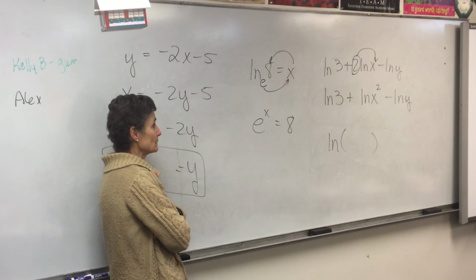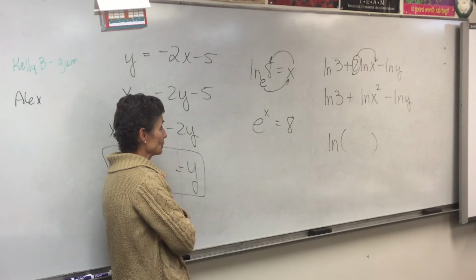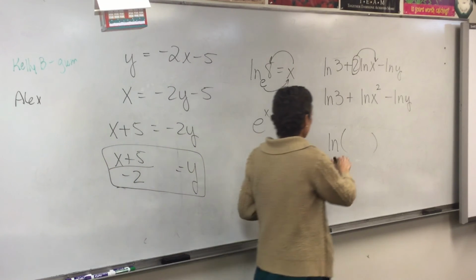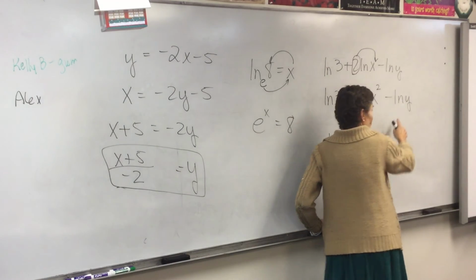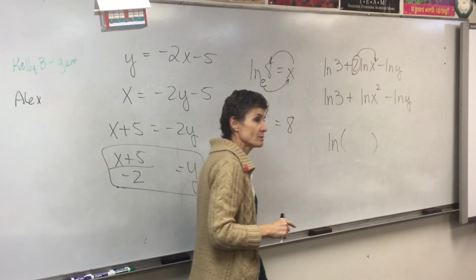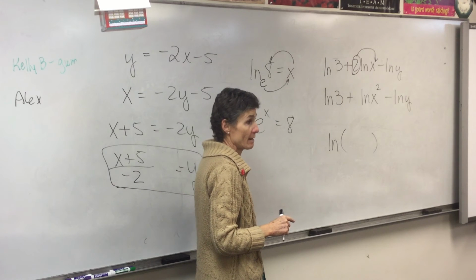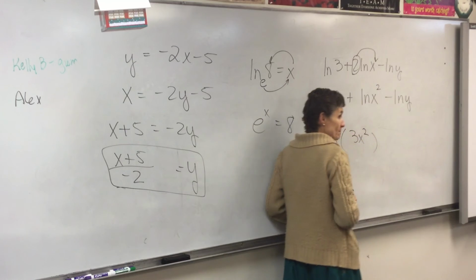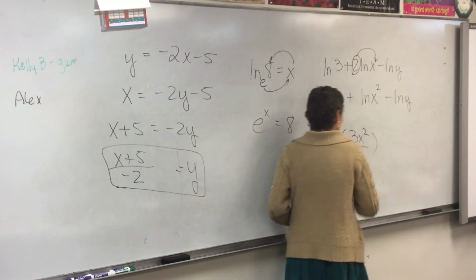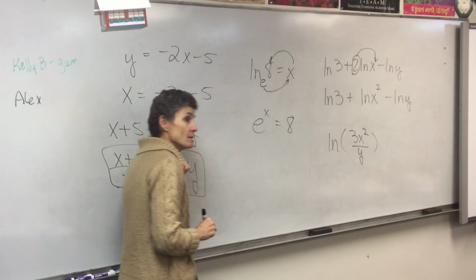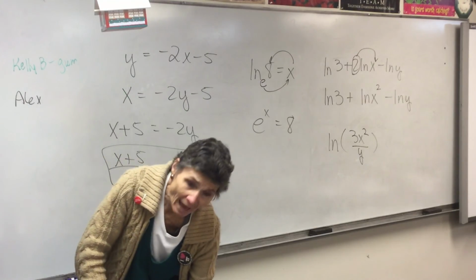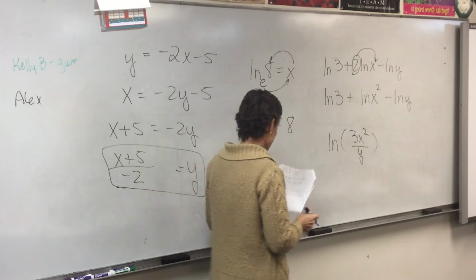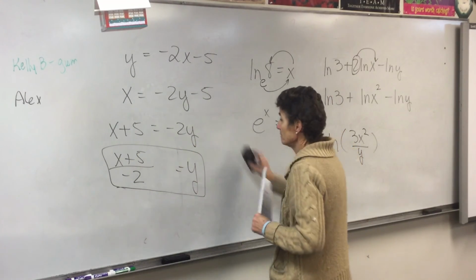Okay? Now I put it all together. So somehow I have to put together the 3, the x squared, and the y. How do I put those together? The 3, the x squared, and the y. The 3 and the x squared are going to get multiplied, and the y is going to get divided. Because when logarithms are added, it means you've multiplied. And when they're subtracted, it means you have divided.